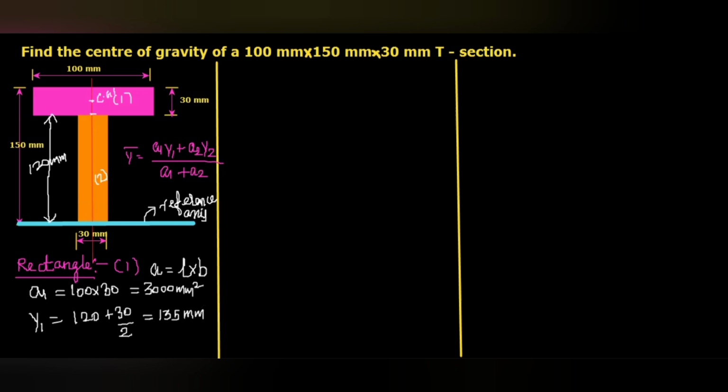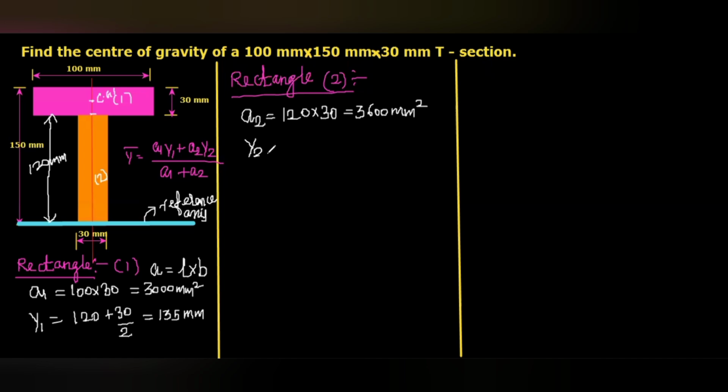Same we have to analyze for the rectangle 2. For the rectangle 2, same, we have to calculate the area. Here this height is 120 mm, the breadth is 30 mm. So the A2 will be 120 multiplied with 30, so you will get 3600 mm square.